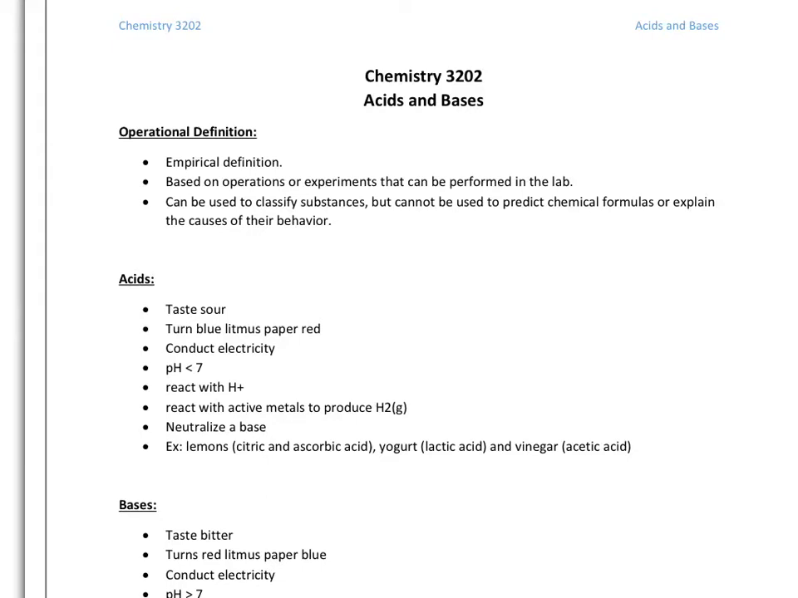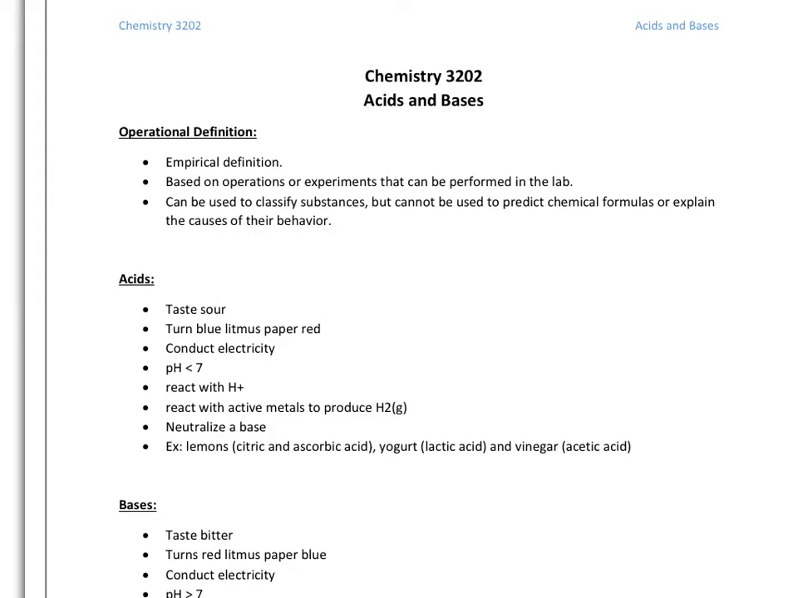First, you need to know an operational definition. An operational definition is also known as an empirical definition. An operational definition is based on operations or experiments that can be performed in the lab. That is, operational definitions come from observations made in a laboratory setting, whether that's what you see, what you taste, what you touch. It can be confirmed with the naked eye.